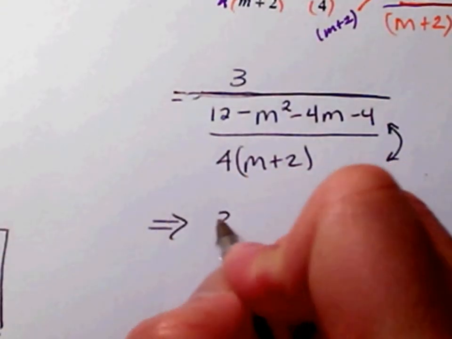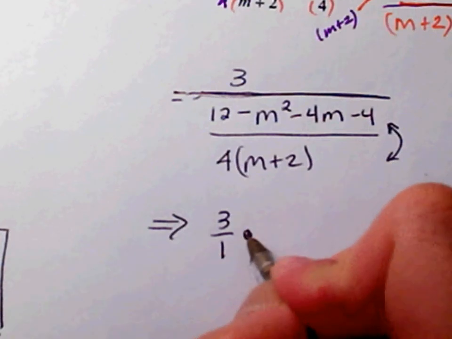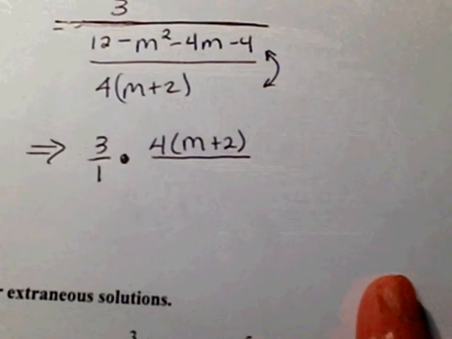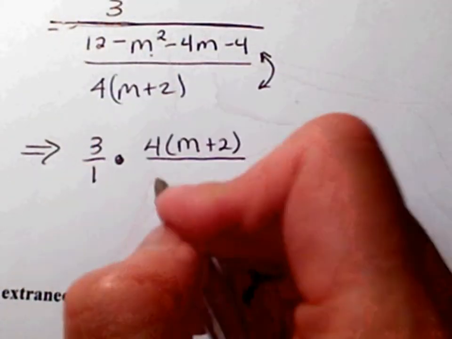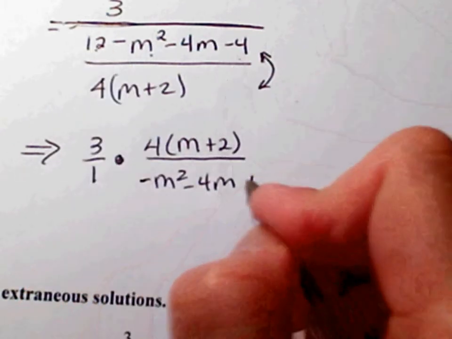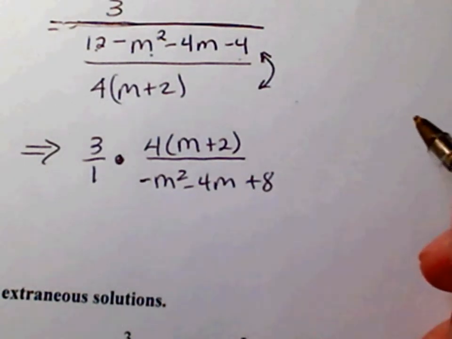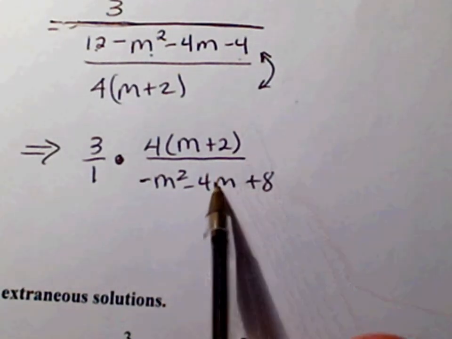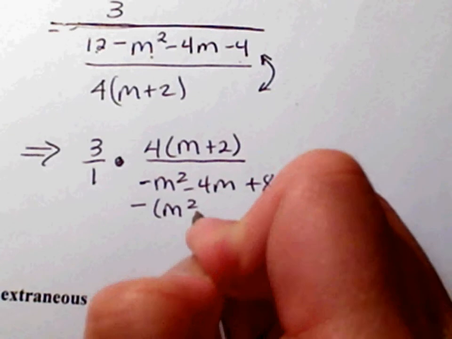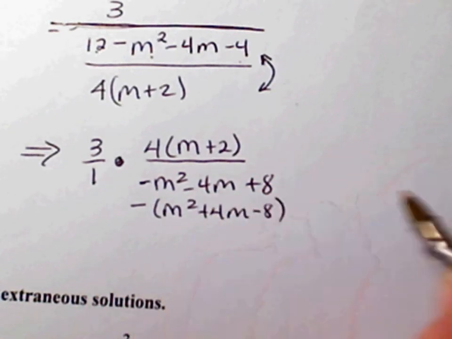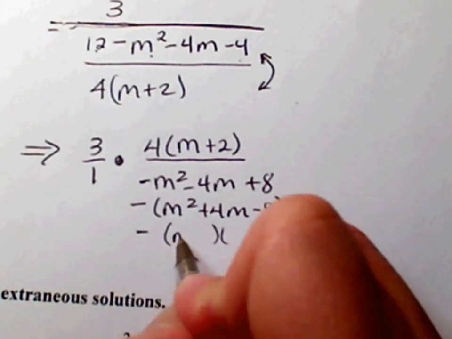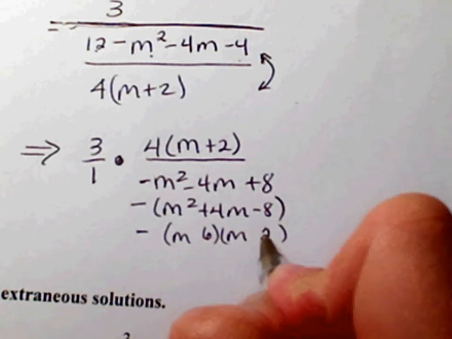So, 3 over 1. Instead of dividing, I'm going to multiply. 4 times m plus 2 goes in the numerator. Go ahead and combine your like terms. Negative m squared minus 4m. 12 minus 4 is plus 8. Okay. If you like, you can see if you can factor that out. I'm going to factor out a negative, and so I have m squared plus 4m minus 8. Okay. See if you can factor that down some more. M and m, 6 and 2, plus and minus.